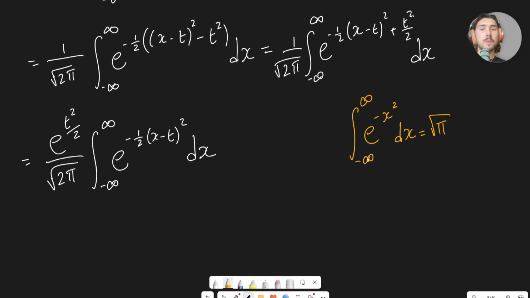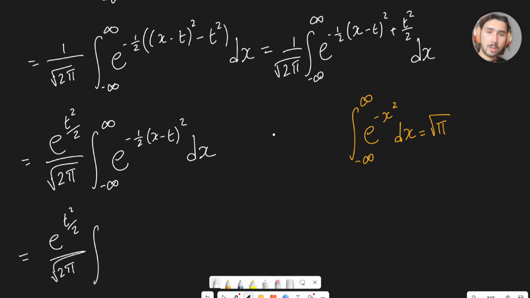So if I can do a substitution that basically gives me this integral, I can just rewrite the whole thing as the square root of pi. If you want to know where this comes from, I've got a video on it. I'll leave the link in the description, but it's a very, very famous integral. So continuing on, what we're going to now do is a substitution.